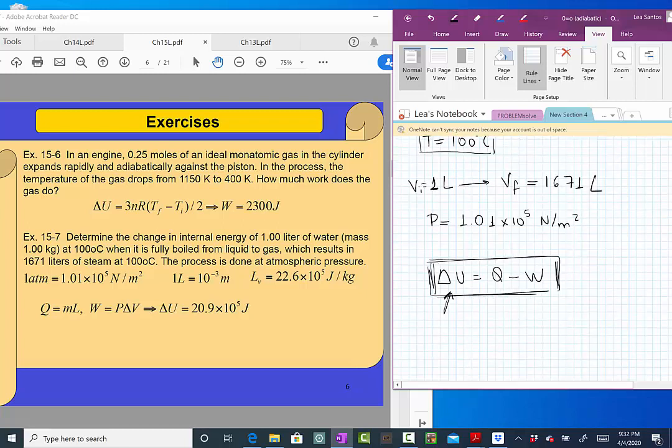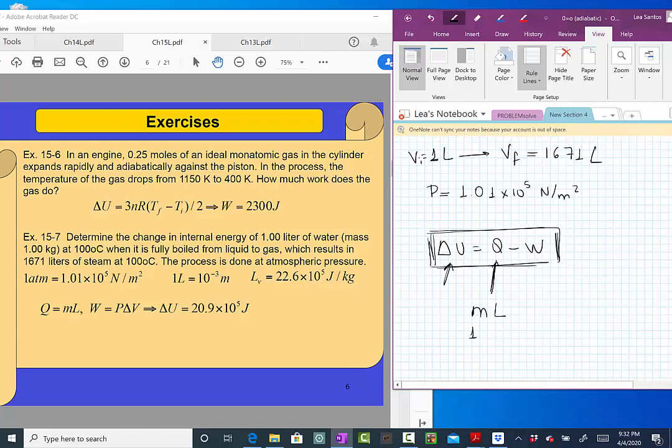So what we need is Q. Q is the energy being injected into the system that allows it to change phase. And that's the only thing. The temperature is not changing. So the only Q that we have here is mL, for latent heat. M is 1 kilogram. So let's put it here. M is 1 kilogram. And the latent heat is given to us here already in the proper unit, joule per kilogram. So we just have to copy this value here, 22.6 times 10 to the 5. So it's a very large value.